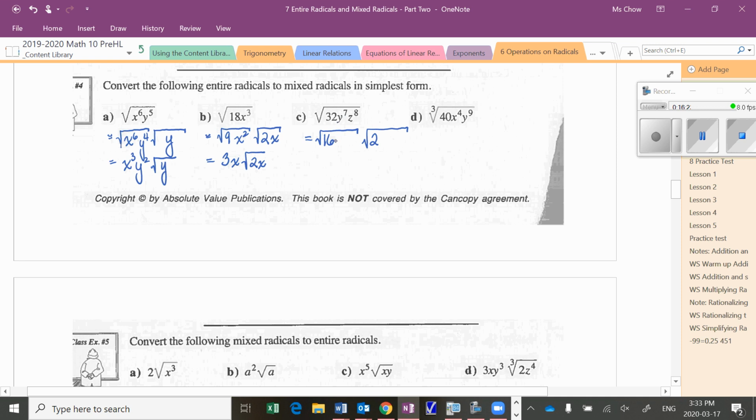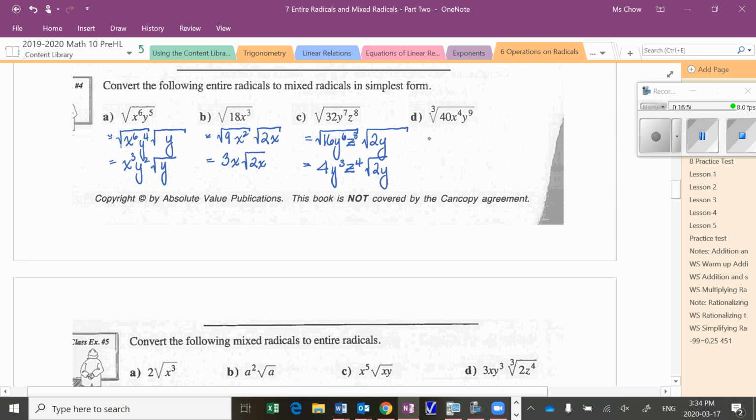Y to the 7th, we can take out a y to the 6th, and we're left with y to the 1, and z to the 8th is a perfect square, so that's going to go totally under the first radical. So the square root of 16 y to the 6th, z to the 8th, that is a perfect square, so that is 4y cubed z to the 4th, and that is being multiplied by 2y.